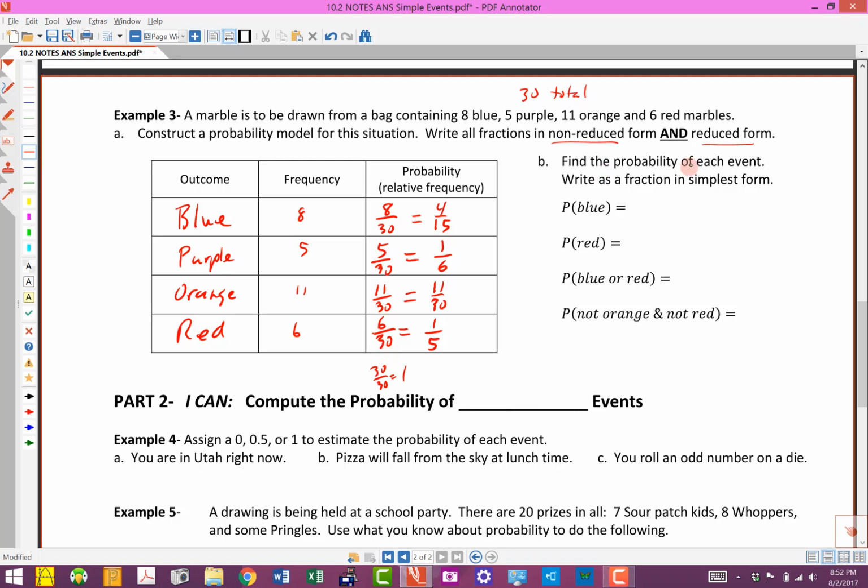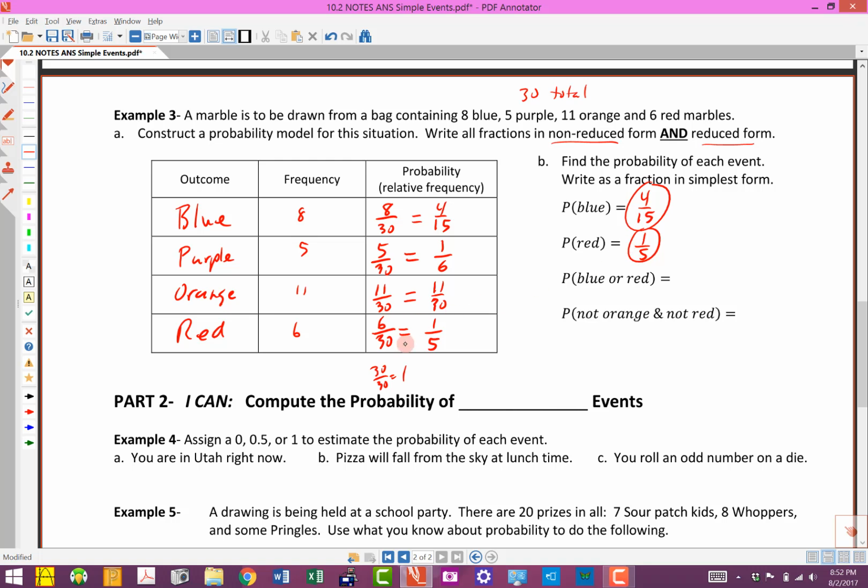So let's take a look here. Find the probability of each of these events as a fraction in simplest form. So the probability of blue, well, that's this one right here. We already got that one. It's 4/15. Probability of red, that's this one right here. It's 1/5. It's the 6 out of 30.